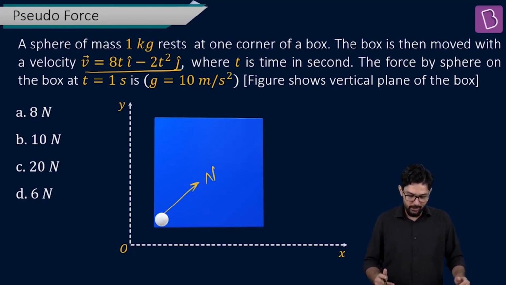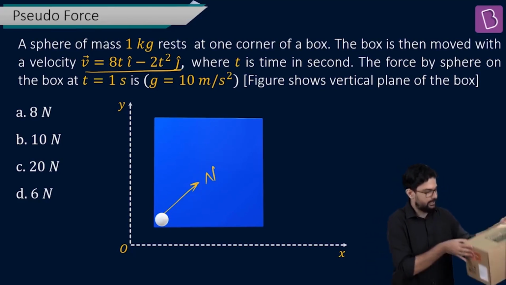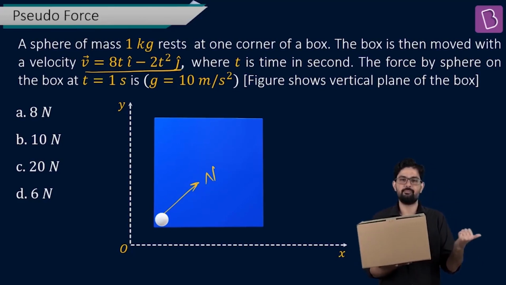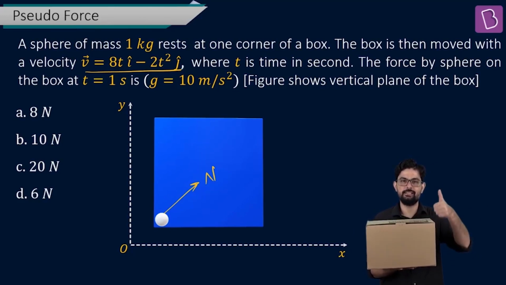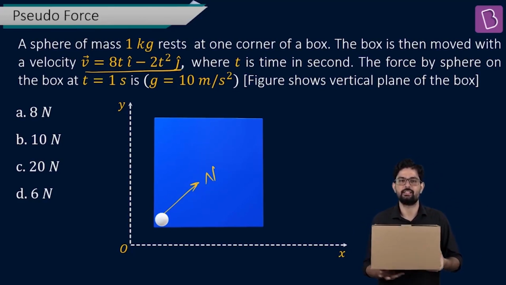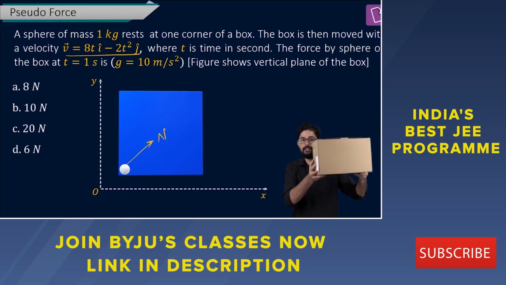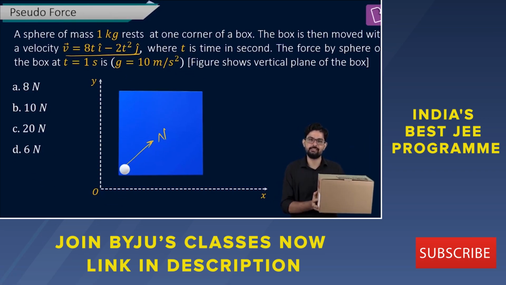Now, the next interesting question is how this box is moving. So let's assume that this is the box, okay? And this is the positive x-axis and this is the positive y-axis. So I want you to find out if this box is moving like that or like this.